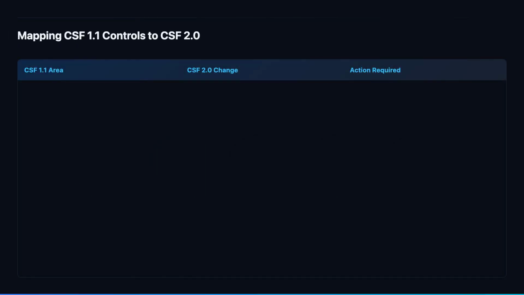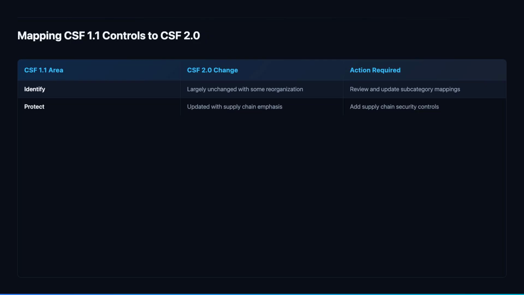Most CSF 1.1 controls map directly to CSF 2.0, but some have been reorganized or expanded. The Identify function remains mostly intact, but some subcategories have been moved or refined. Protect now includes stronger supply chain security expectations that may require new controls. These functions benefit from improved implementation examples that help us strengthen existing practices.